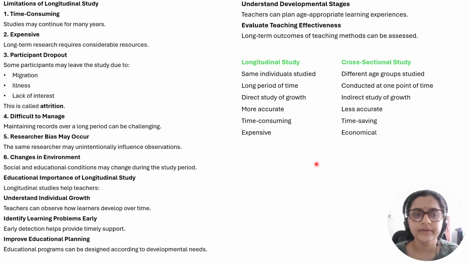It is useful for prediction of future developmental patterns, and it helps in understanding cause and effect. These are the limitations: it is time consuming, it consumes a lot of time, and it is expensive. Since it is conducted over a long period, there is a chance that participants may drop out. It is difficult to manage, researcher bias may occur, and changes in the environment may occur. This is the educational importance of longitudinal study, and I have provided a small differentiation between longitudinal and cross-sectional study.